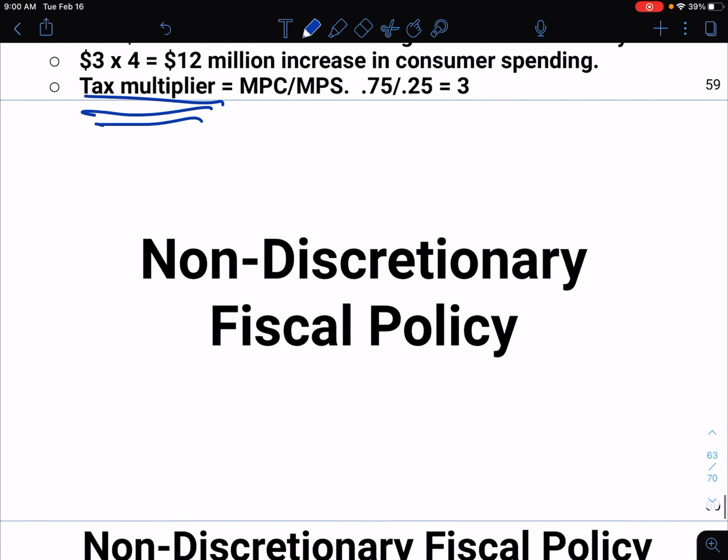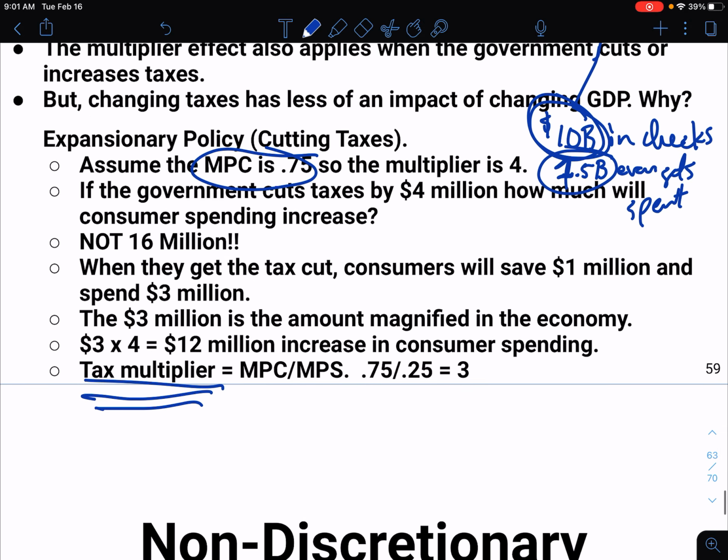But our tax multiplier is going to be different. Our tax multiplier has to be smaller. So we're going to use MPC over MPS. Let's use the same numbers. The simple multiplier is 1 over 0.25, which equals 4. But the tax multiplier is going to be 0.75 over 0.25, which equals 3. That's obviously smaller.